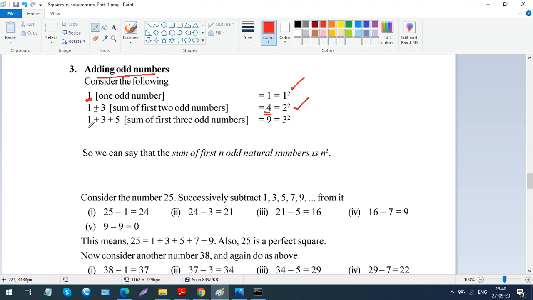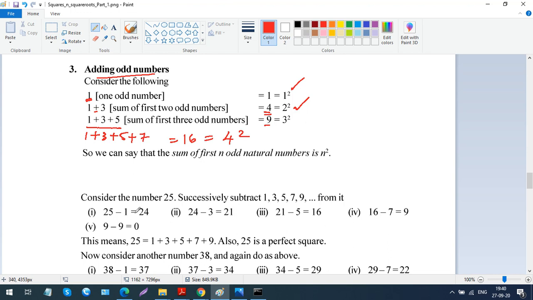Now let me take the 3 numbers 1, 3 and 5. When I add these 3, I actually get 9, which is 3 square. Now if I go for the next one, 1 plus 3 plus 5 plus the next odd number, 7, I get 16, which is actually 4 square. So that's how it goes on.